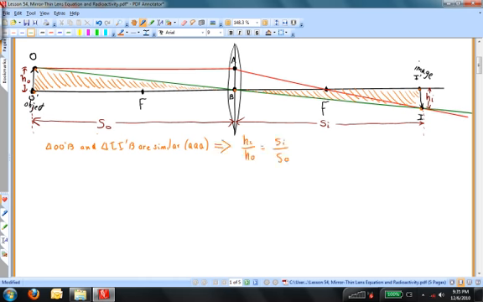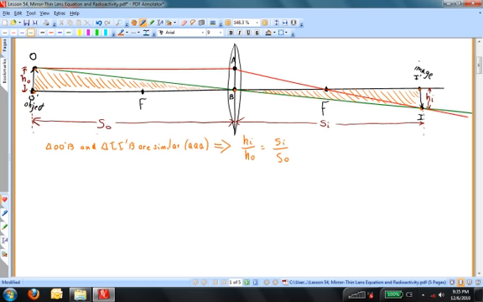What I claim is that because these two triangles are similar, the ratio of the image height to the object height is equal to the ratio between the image distance and the object distance. That's going to be one important relationship in this derivation.